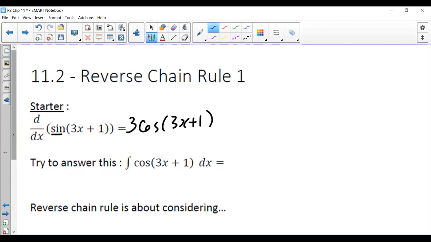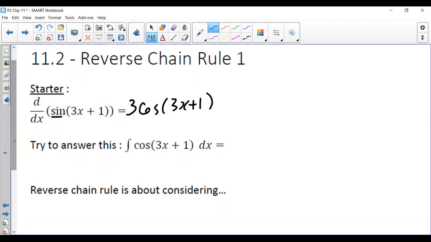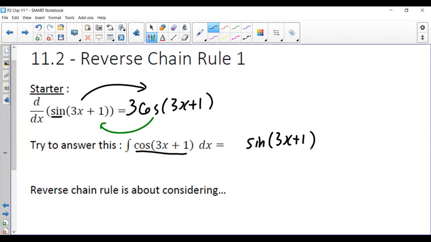Now, if this time I want to reverse it, what about if I integrate cos 3x plus 1? Now, if I differentiate sine 3x plus 1, I get this. Therefore, if I want to integrate, I reverse the process, then I should get sine 3x plus 1. But what's different is there's a 3 in there. So if I want to do it backwards, it will be a third of it, plus c. And that's reverse chain rule.